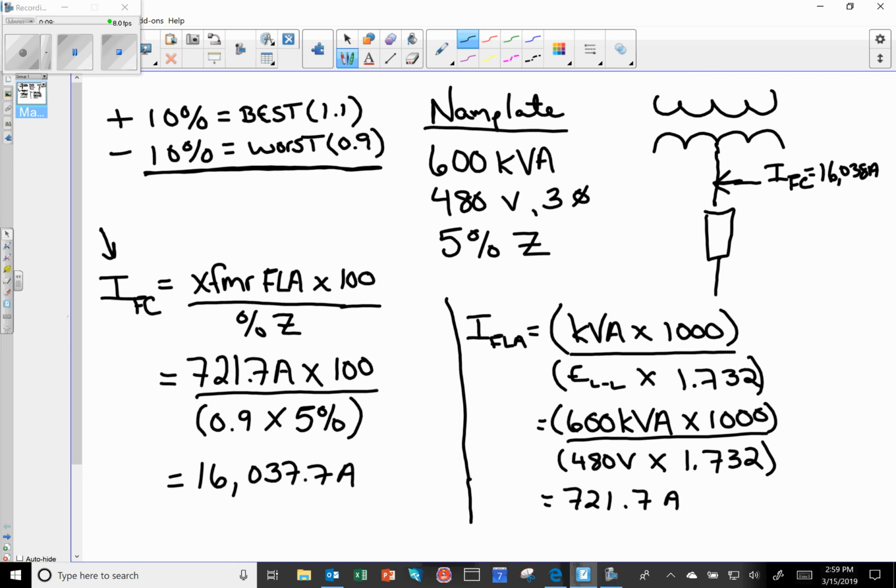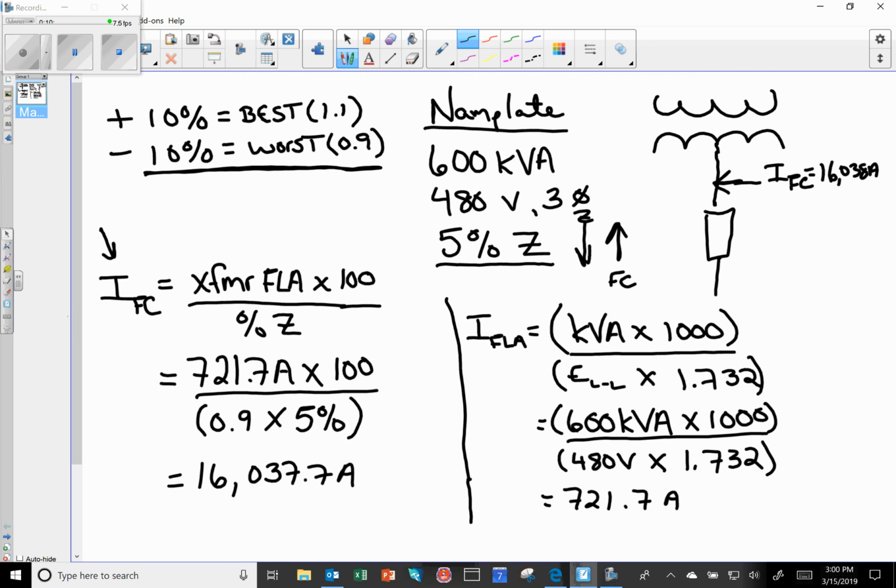Now, it's important to realize that the fault current changes with a change in your impedance. So the lower the impedance, the higher your fault current's going to be. Or vice versa.